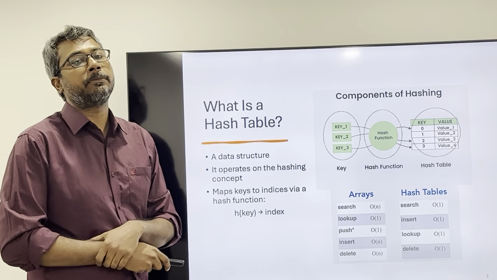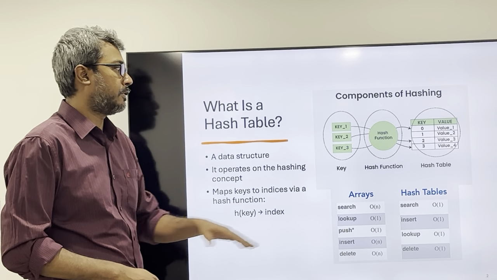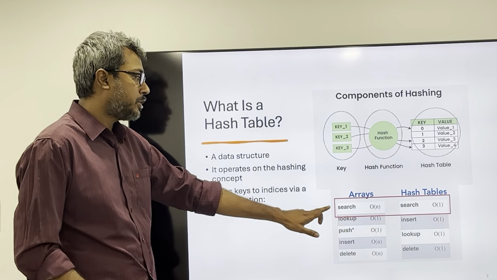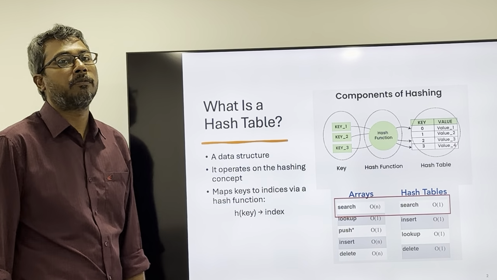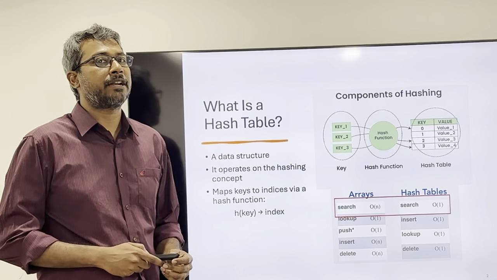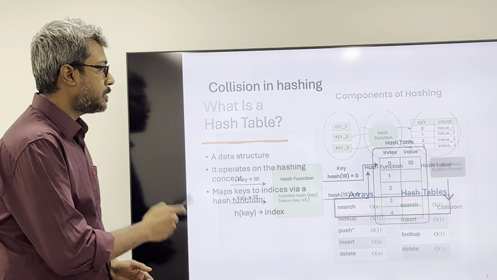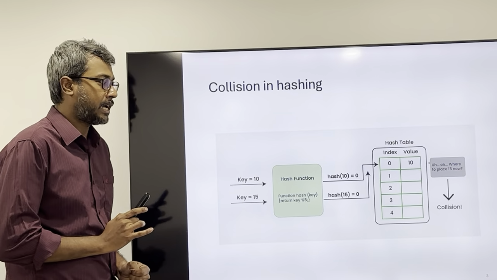And searching becomes really fast with the hash function. For array, the searching is O(n), but for the hash table, the searching becomes O(1). Databases can utilize this kind of faster execution. But let's look at this example here for hash table.